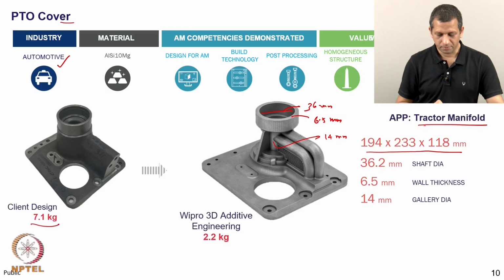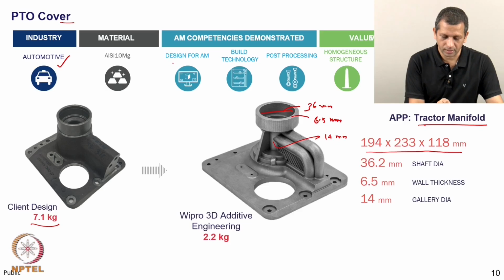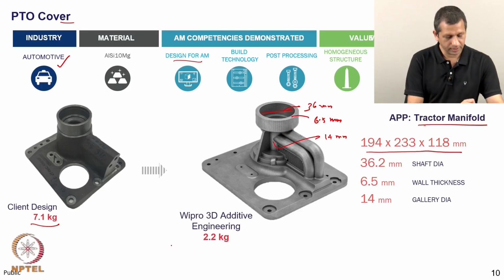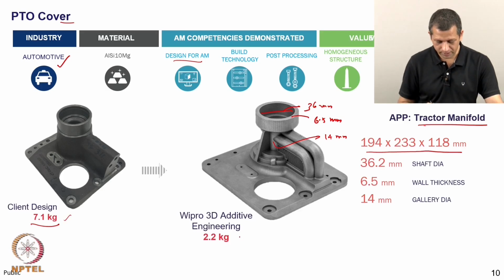So, for AM the design was changed. Thus, this is another demonstration of how we can design specifically for AM. The design will have certain values added to it. The original component is 7.1 kg, the new component is 2.2 kg, so definitely there is a weight reduction here.